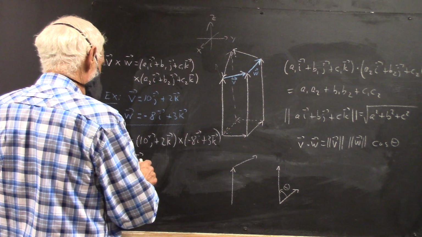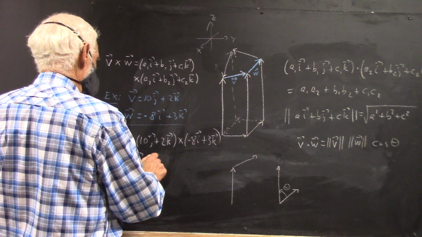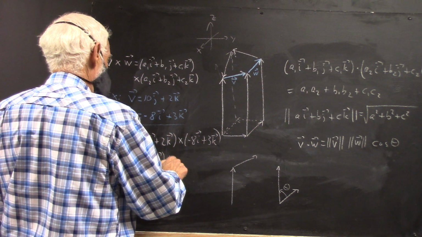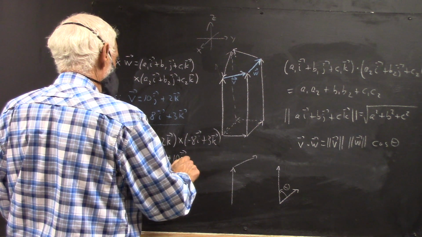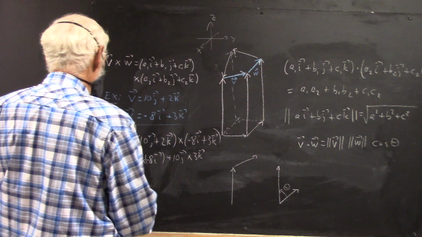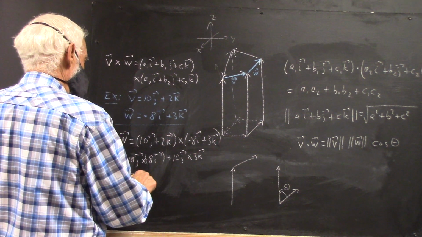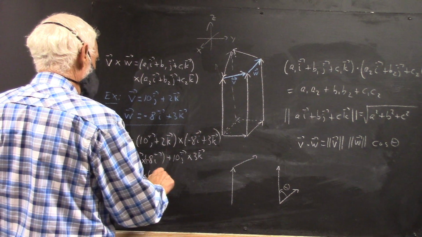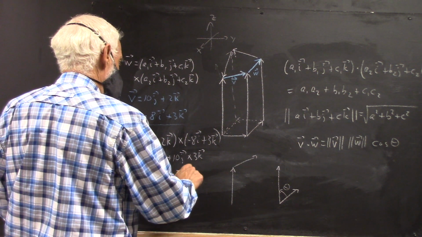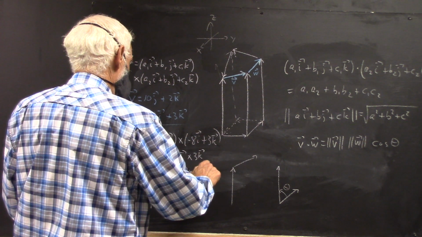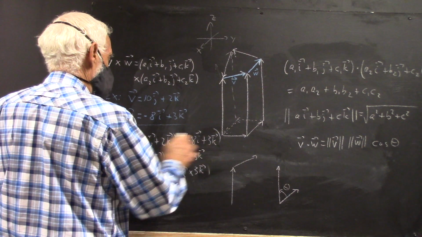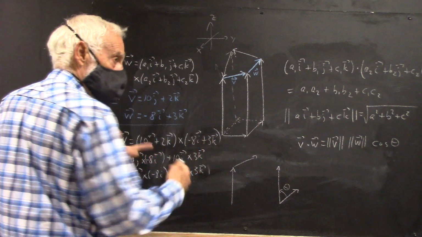Okay, anyhow, you got 10J cross negative 8I plus 10J cross 3K. There are only 4 terms. 2K cross negative 8I plus 2K cross 3K. Okay? This times this, this times this, this times this, this times this. That's the distributive law.